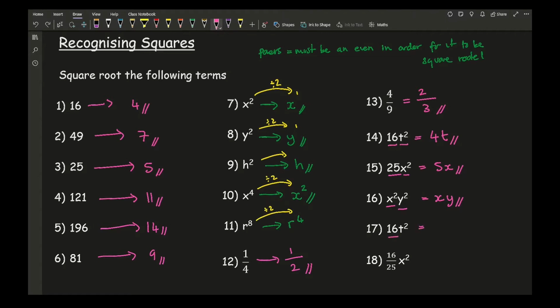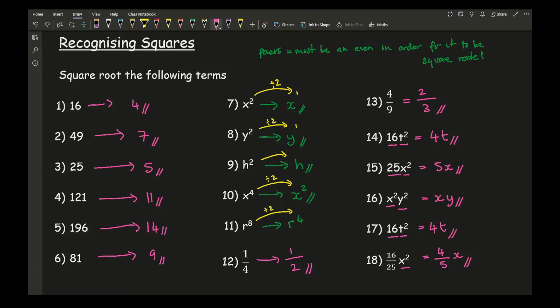And here the square root of 16 is 4, square root of t squared is t. Then here I've got the square root of 16, which is 4, square root of 25, which is 5, and the square root of x squared is x. And there I've square rooted all of these terms.